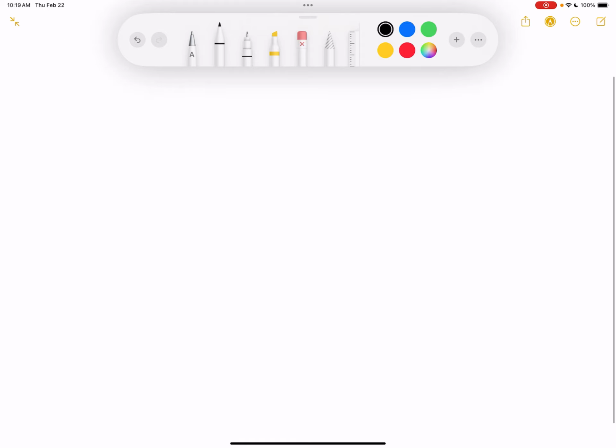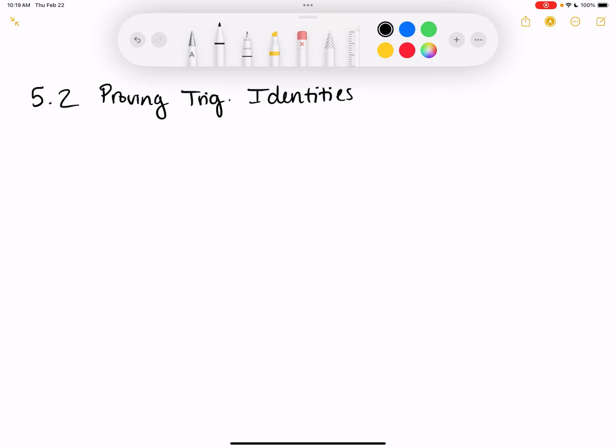Come back. Proving trig identities. So these are where we have a left and a right side, and we have to just work one side to make it look like the other side.